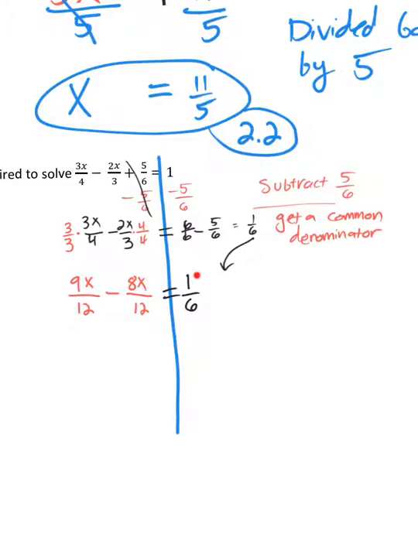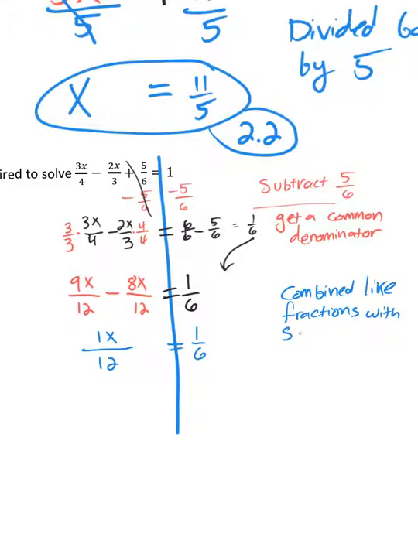So from up here, this comes down to there. When a common denominator happens, I can just combine them. So I keep the denominator the same, and I add the numerator, the top of the fraction. 9x minus 8x is just 1x, equals 1/6. So in this step, I combined like fractions with the same denominator.